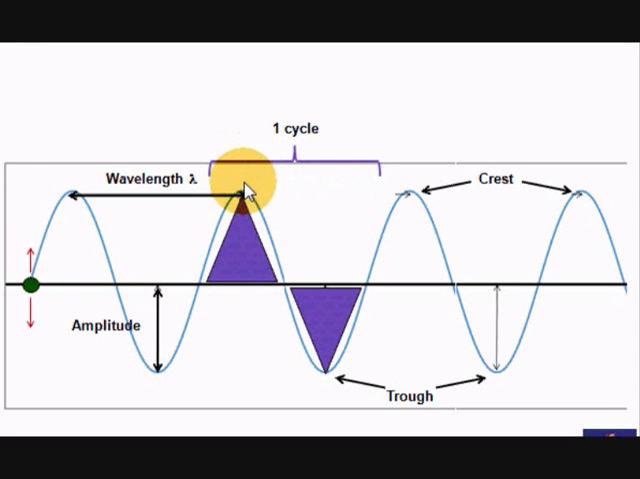And then this is called a cycle, from, let's say, crest to crest. That's known as one cycle, which links in then to the definition of a hertz, because 1 hertz is 1 cycle per second. Okay, so that's where that comes in. And as I said, this is the equilibrium position.